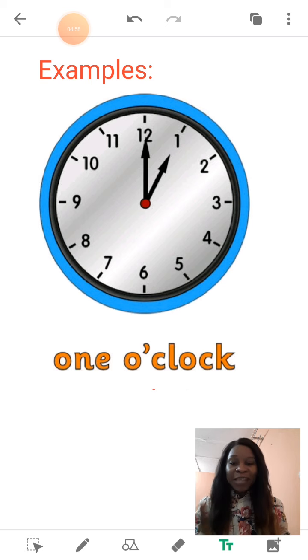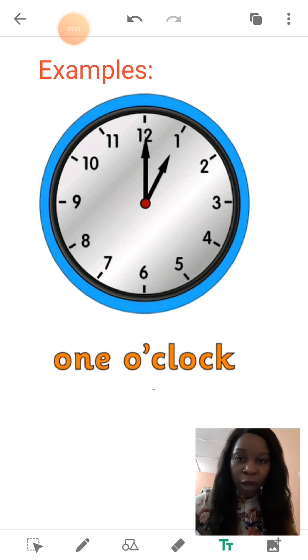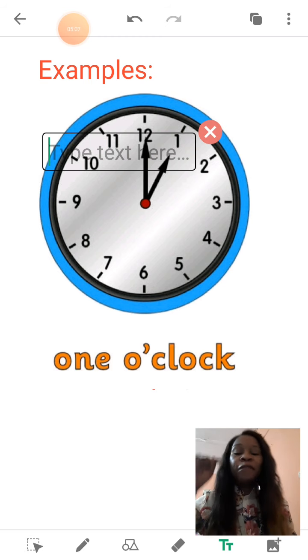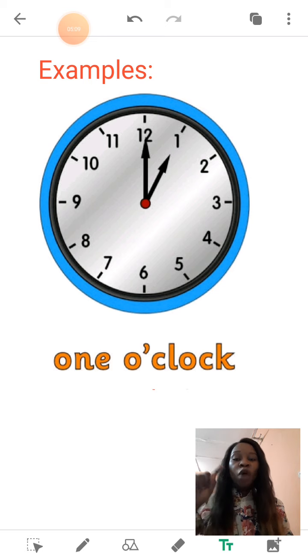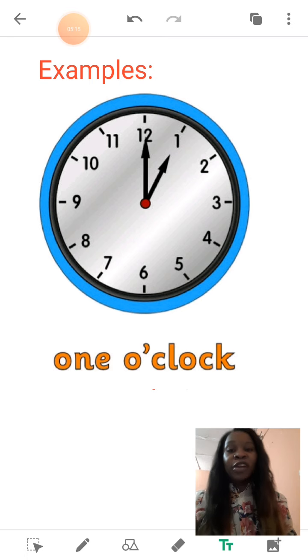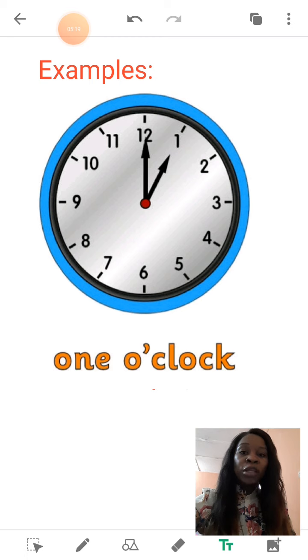And the minute hand is usually the longer hand. So on this clock, the longer hand is the minute hand, and it is on 12. And I said that 12 represents what? O'clock. And then the second thing to identify is the hour hand. The hour hand is directly on 1.